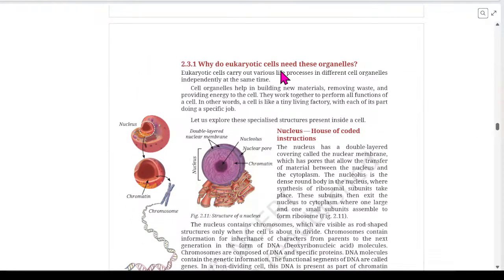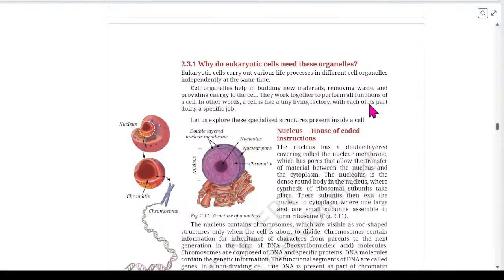So why do eukaryotic cells need these organelles? Eukaryotic cells carry out various life processes in different cell organelles independently at the same time. Cell organelles help in building new materials, removing waste, and providing energy to the cell. They work together to perform all functions of a cell. In other words, a cell is just like a tiny living factory with each of its parts doing a specific job.